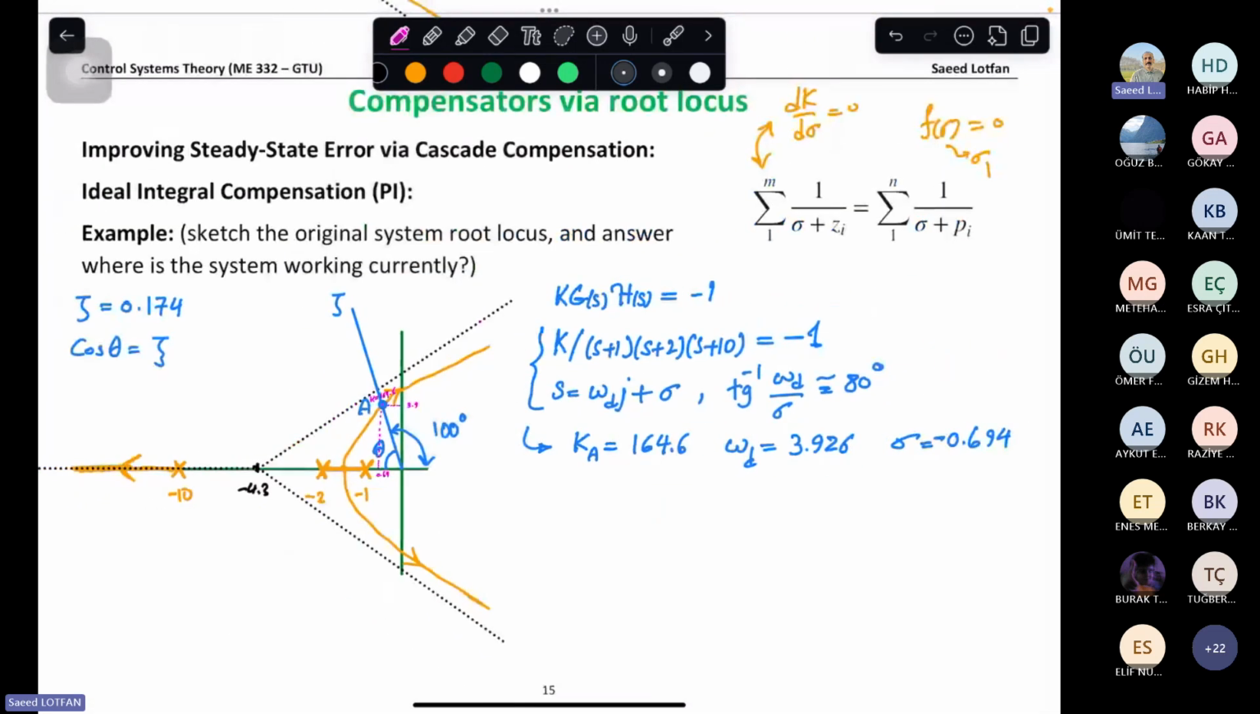Okay, and how did we find it? We said that KGS should be -1. This means that K over S plus 1, S plus 2, S plus 10 is -1. S is a complex value, so this equation is 2 equations, and this one is the third equation, and from 3 equations, 3 unknowns, I can find the values that I have. Okay.